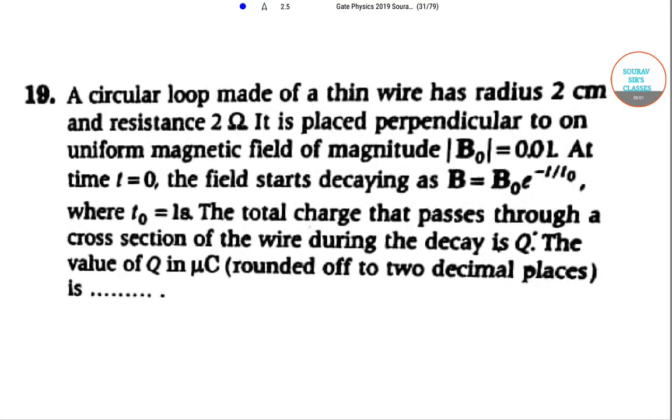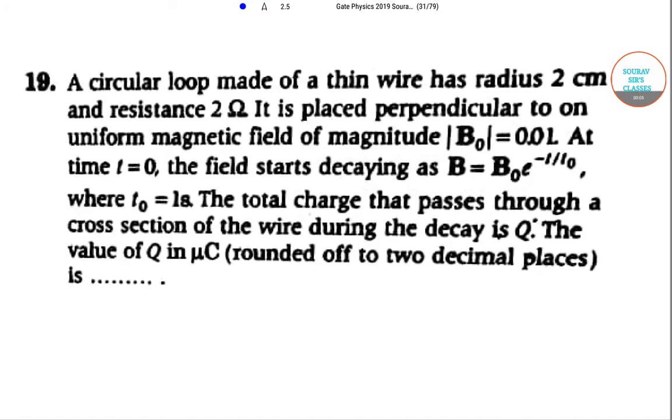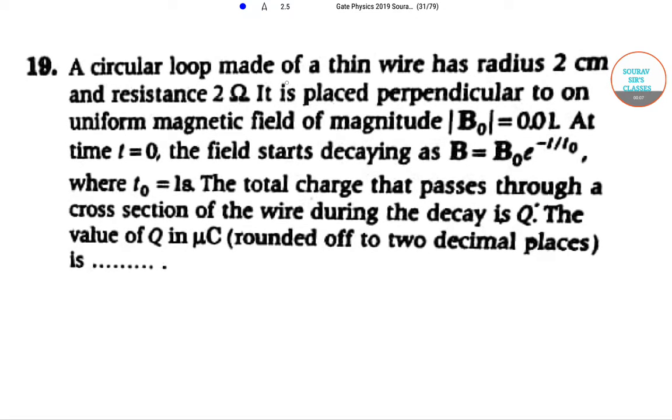Today we discuss the GATE Physics 2019 paper. Here a circular loop made of thin wire has radius 2 cm and resistance 2 ohm.